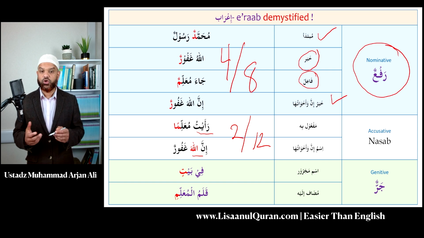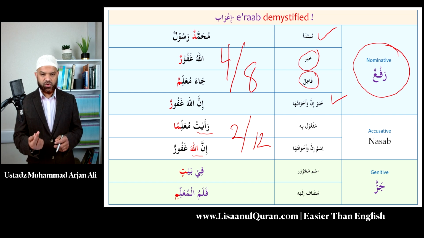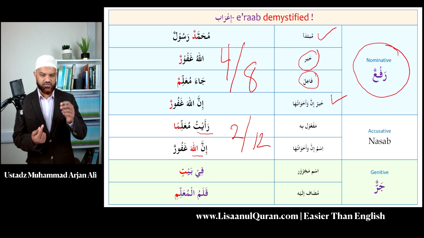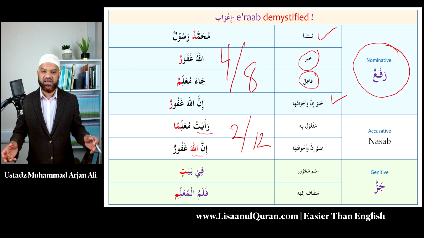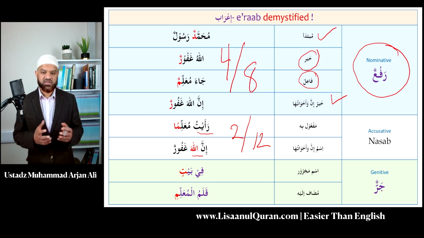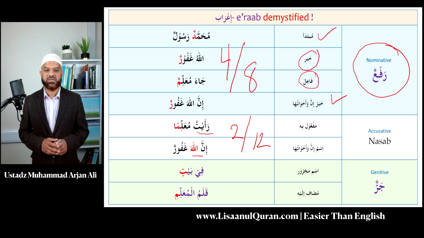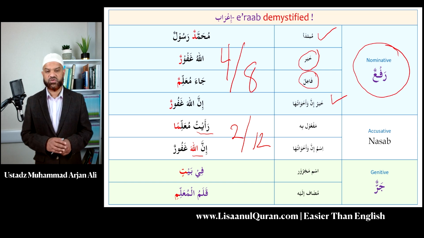With jar, we know 2. Firstly, it is an ism majroor, or it comes after a harf of jar. So for example, fi baytin, in a house. The second one we know when it is mudaf ilayhi. So for example, qalamul muallimi, the teacher's pen. Now here, of course, the word is in jar status. Why? Because it is mudaf ilayhi.